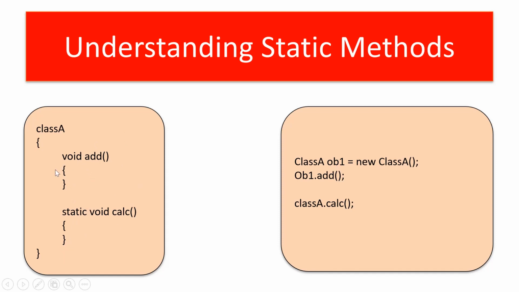To access this non-static method, we need to create an object. So I have created object ob1 and then I am trying to access ob1.add. But to access this static method, it is not necessary to create an object, and hence I am just using the class name. Since it is a class level method, classname.methodname will access this method. We will have an example in Eclipse IDE now.